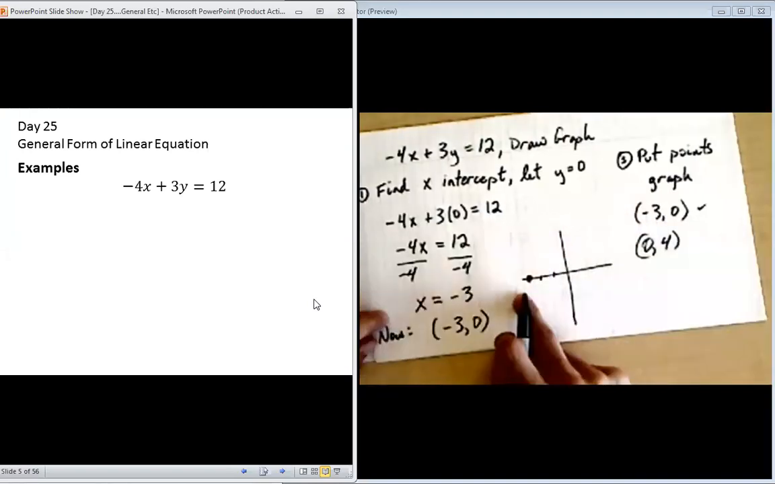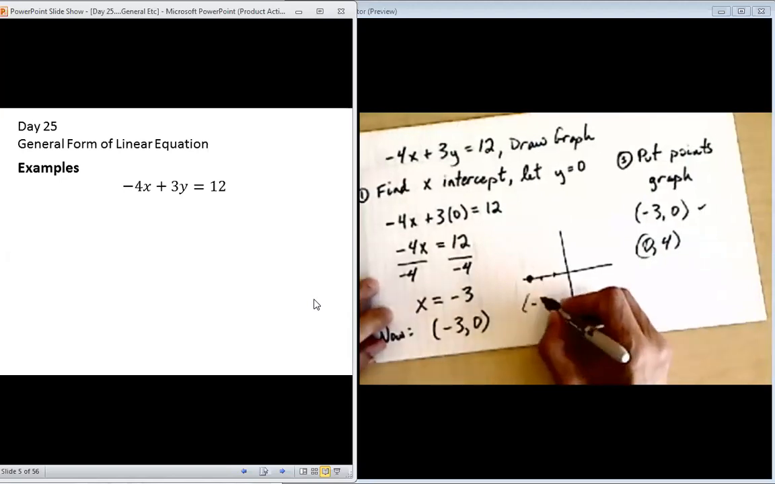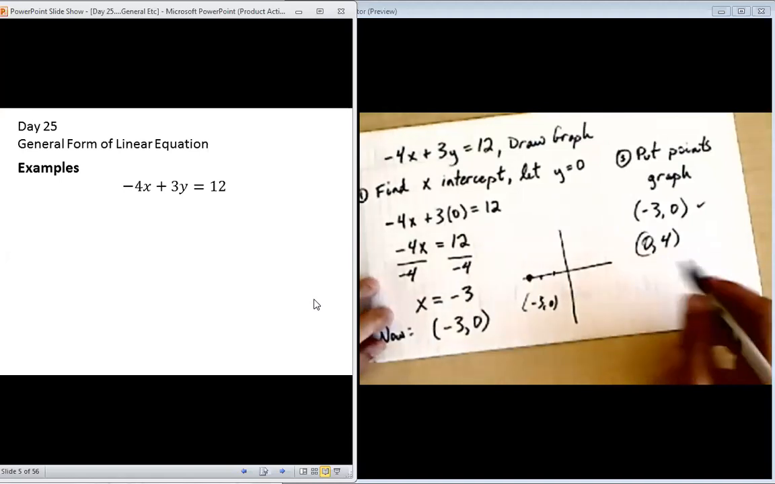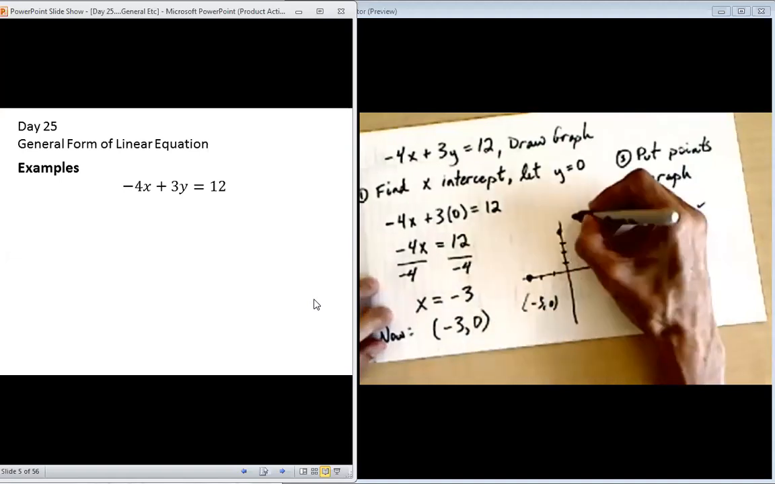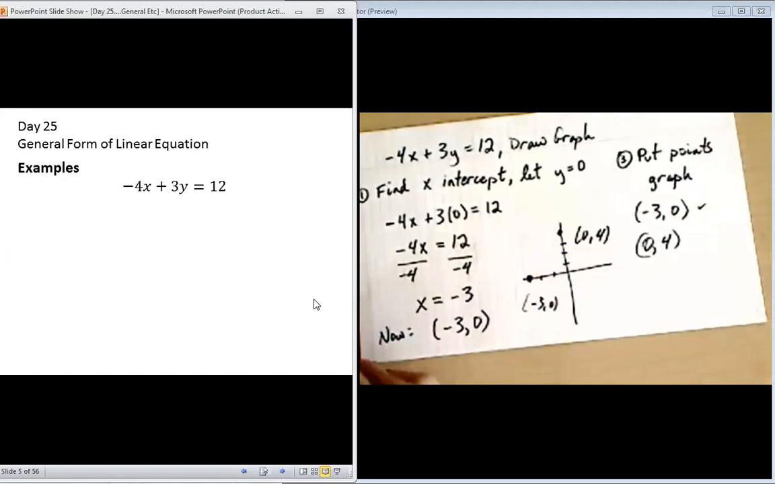And 0, 4 is going to go up, right there. 0 and 4. Nice. And that's it. You've seen the rest.